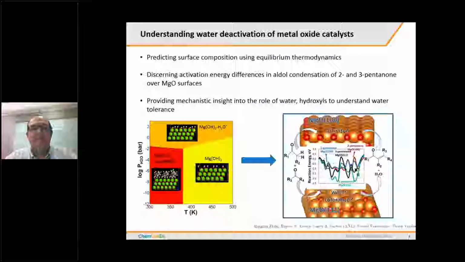So first, we started with the adsorption equilibrium phase diagram, as shown on the left-hand side here, to see what the reaction is between the surface and the reactant. Using that information, we studied the reaction energy differences of the metal oxide. Our target reaction is the aldol condensation here. At the same time, not only the reactivity, we also studied the water tolerance and catalyst deactivation.